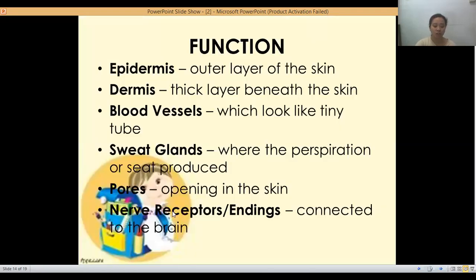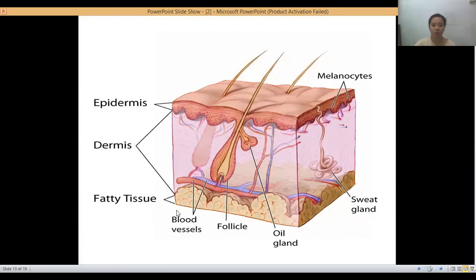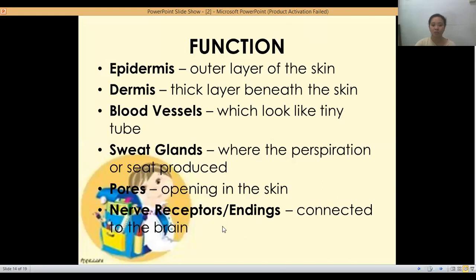So we have also in our skin some nerve receptors or nerve endings. And this nerve is connected to the brain. The nerves are connected to the brain and they send messages to the brain. And then the brain tells you what you are feeling or what you are touching.